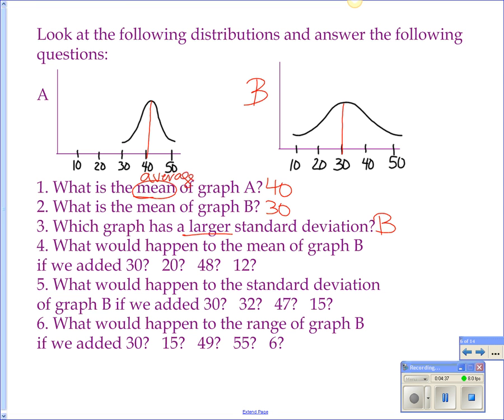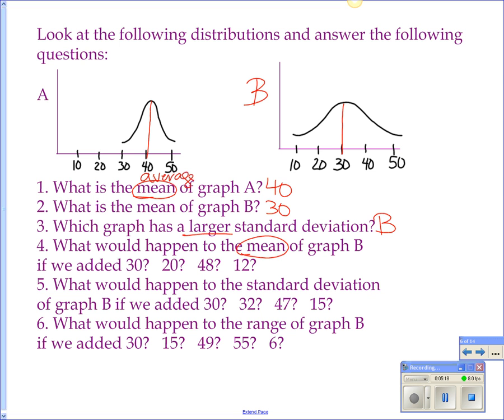All right, let's talk about this. What would happen to the mean? What is the mean, the average of graph B if we added the number 30? If we added another person who has 30, what's something you would have 30 of? All right. Yes, we're seeing how much money people have in their wallet. So let's say we add somebody who has $30 in their wallet to the mix. What happens to the average of this graph if we add somebody who has $30 to it? What would you guess would happen?